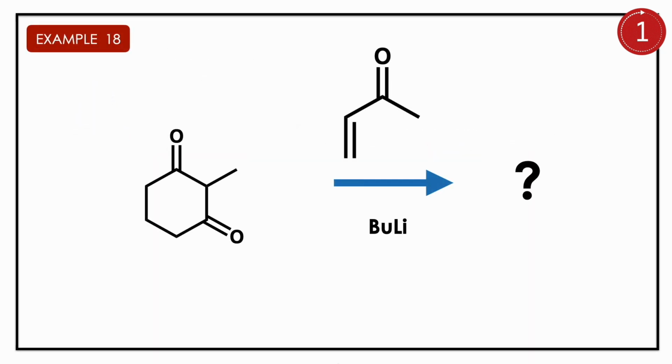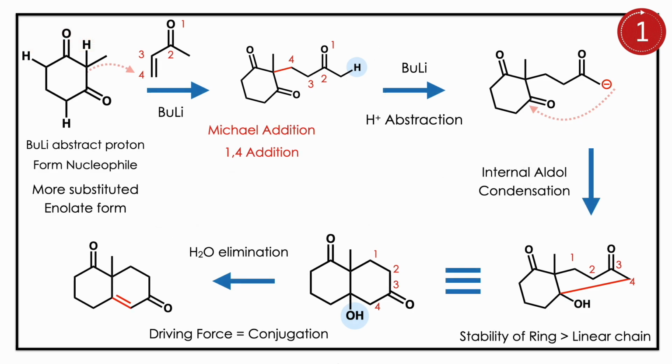Then the next example, you have diketone and methyl which is in the cyclohexane. You are reacting with an alpha, beta unsaturated ketone. Butyl lithium you are using. You should find what will be the final product. Here we are generating the carbon nucleophile which is the soft nucleophile. Even though it has many possibilities, more substituted enolate will form which attacks the fourth position. You have the Michael addition.